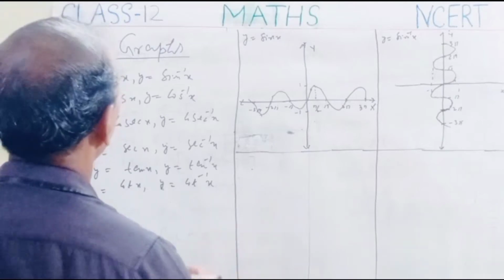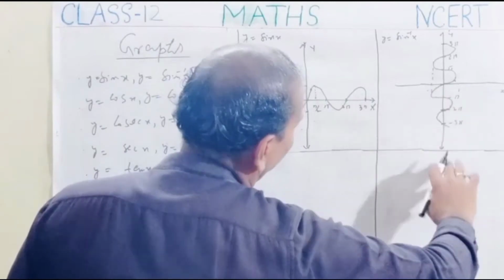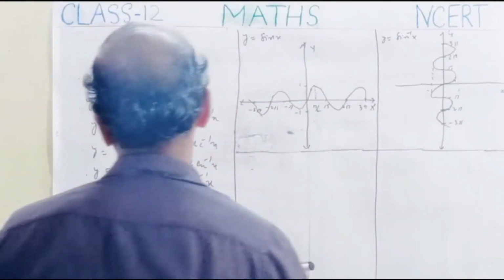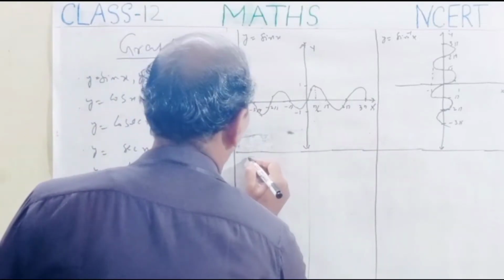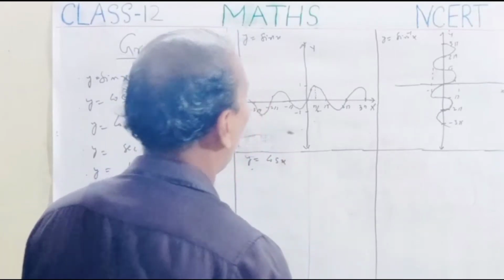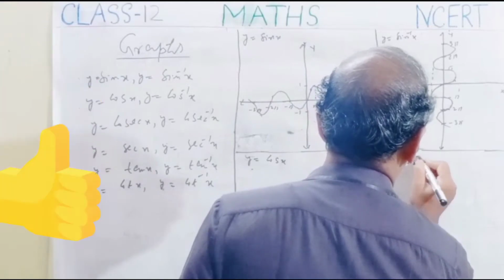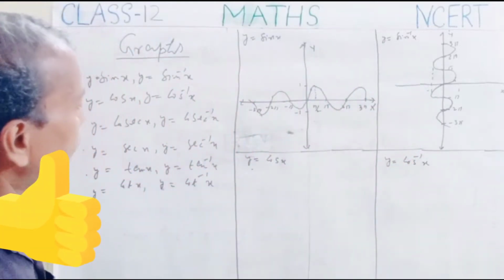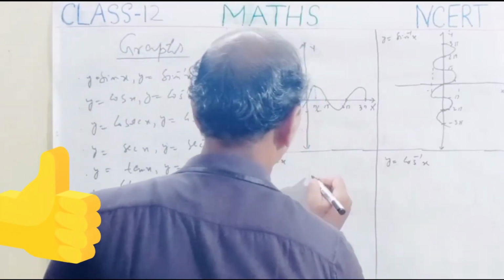Now next, come to the graph. At a time I am taking 2 graphs. So now the next one is what? Next one is simply y is equal to cos x, and then y is equal to cos inverse x. Cos x and cos inverse x. So first of all, I will draw the graph of y is equal to cos x.